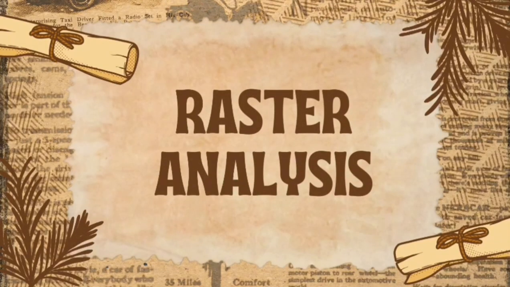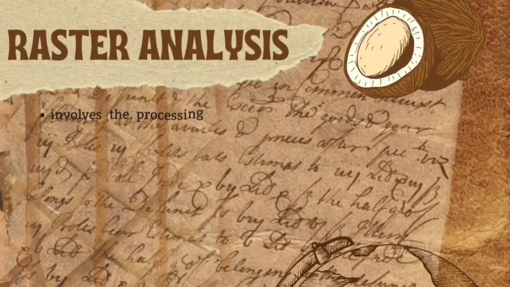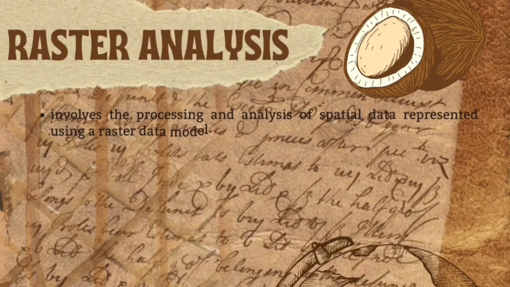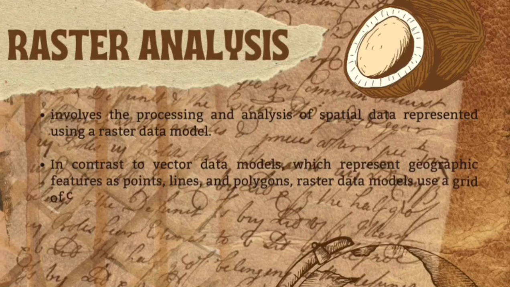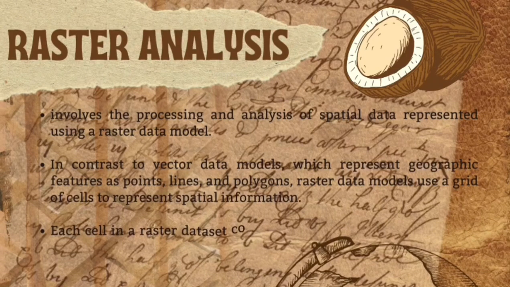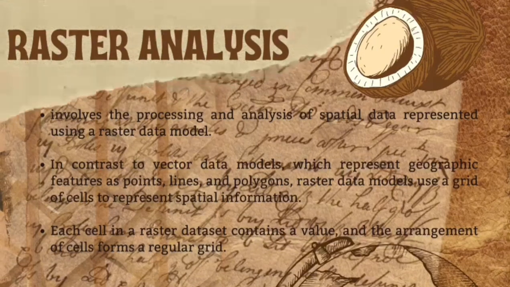On the other hand, we also have raster analysis. Raster analysis involves the processing and analysis of spatial data which is represented using a raster data model. In contrast to vector data models, as we spoke of just now, which represent geographic features as points, lines, and polygons, raster data models present spatial information differently. Each cell in a raster dataset contains a value, and the arrangement of cells forms a regular grid.